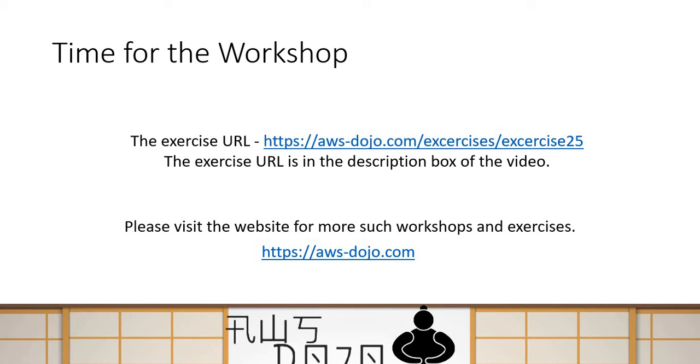In order to implement this scenario, we have created an exercise, and the exercise has been published to our website aws-dojo.com. The URL of the exercise has been provided in the description box below. What I'm going to do is take you through the steps involved to complete the exercise, and I will also explain why we are doing certain things in certain ways. Post that, you can access this URL anytime you want and run the exercise at your own pace, at your own leisure. Okay, so let me jump to the exercise now.